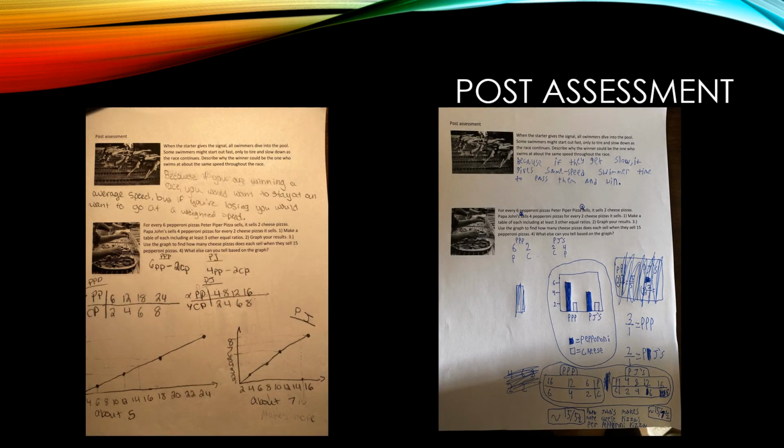This is the post-test. The first question was for them to explain why a swimmer swimming at an average speed would win over somebody that was swimming fast and then slowed down. And the other one was for them to get data and graph 2 pizza rates.